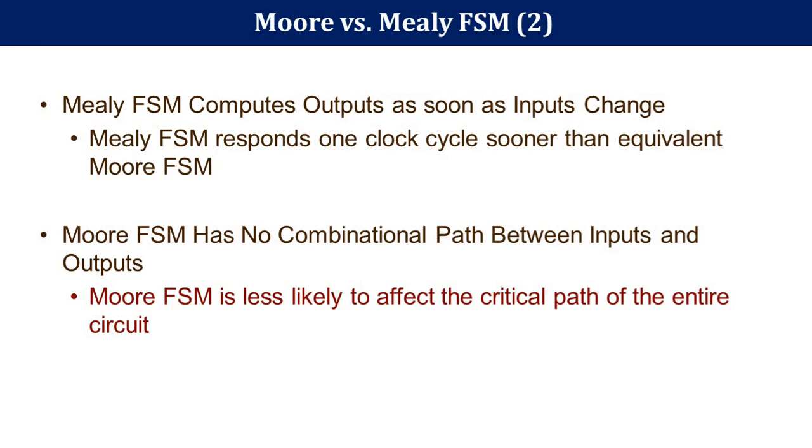Moore FSM has no combinational path between input and output. There is no combinational path in the Moore FSM. Hence Moore FSM is less likely to affect the critical path of the entire circuit. This is the advantage of Moore FSM: it does not affect the critical path of the entire circuit, because it has no combinational path between the input and output.